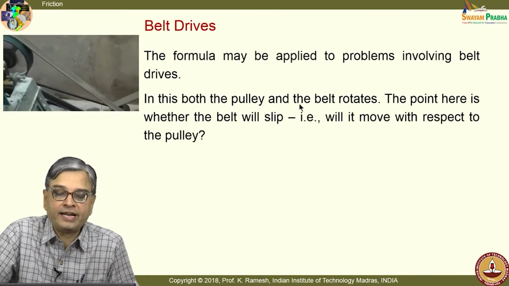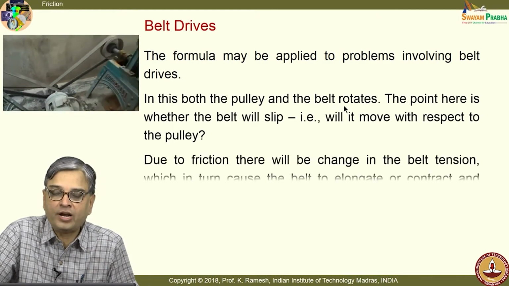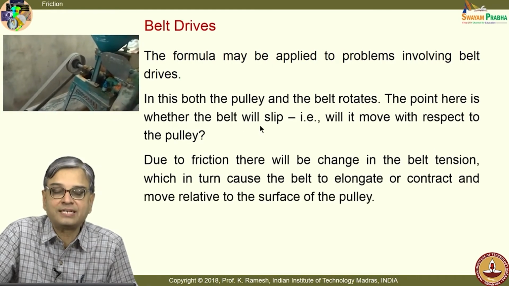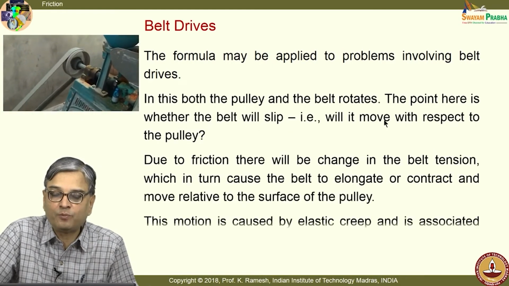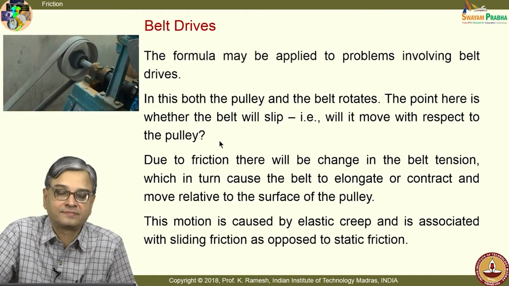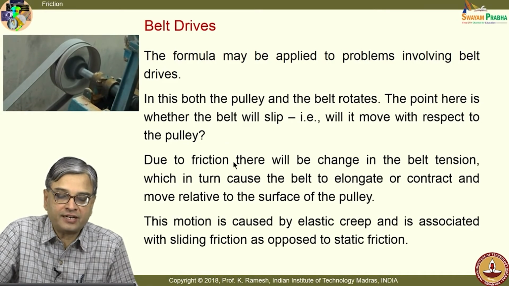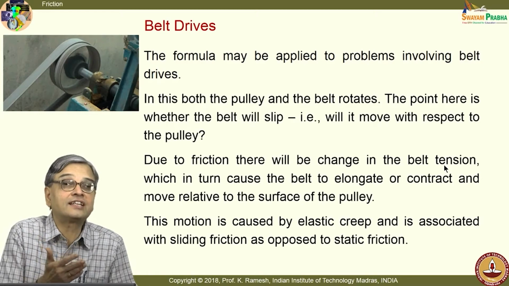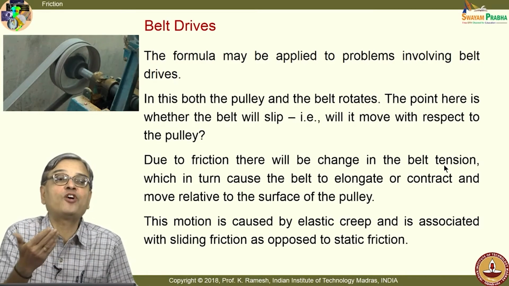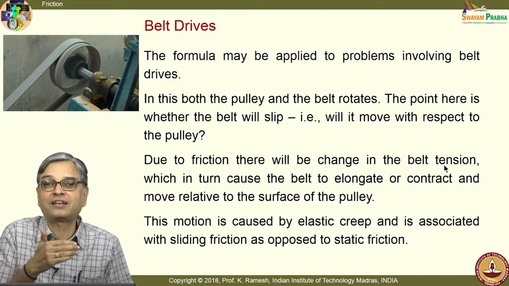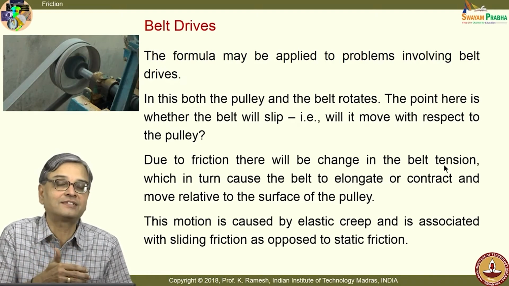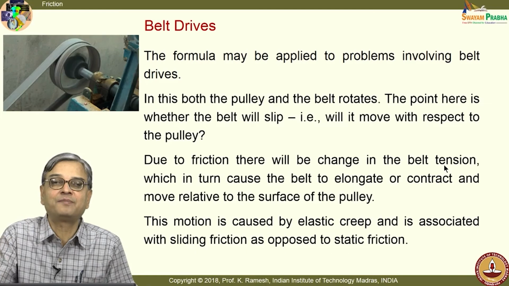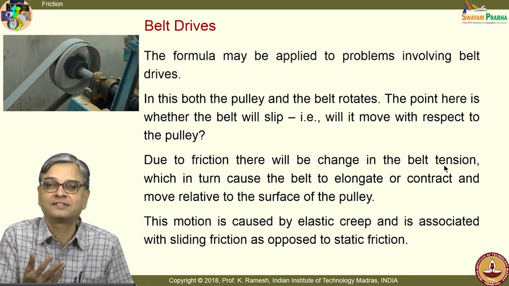Here both the pulley and the belt rotate. The point here is whether the belt will slip, that is, will it move with respect to the pulley. Due to friction, there will be change in the belt tension. So, you recognize that the belt is deformable. See, even though we confine our attention to rigid body mechanics, we have relaxed it, brought in springs, and then we have analyzed them.